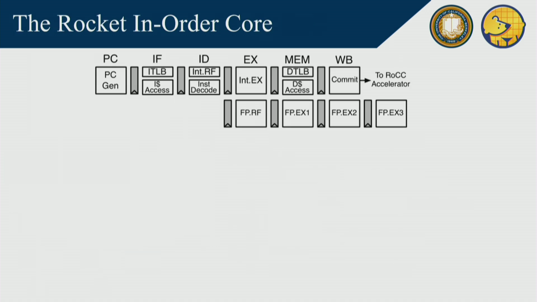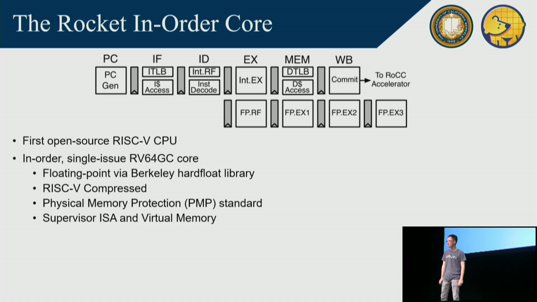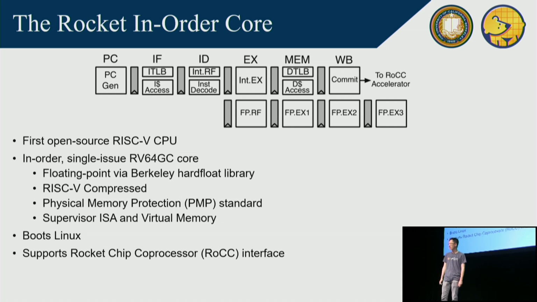So first, let's talk a bit more about the Rocket in-order core. This is the first open source RISC-V CPU ever made. It's an in-order single issue RV64 core, and it supports many of the standard ISA extensions that Krste talked about earlier this afternoon, such as the floating point unit, compressed instructions, physical memory protection, supervisor ISA, and virtual memory. And because it has support for these extensions, it can boot Linux. And currently we can successfully boot Buildroot and Fedora Linux.